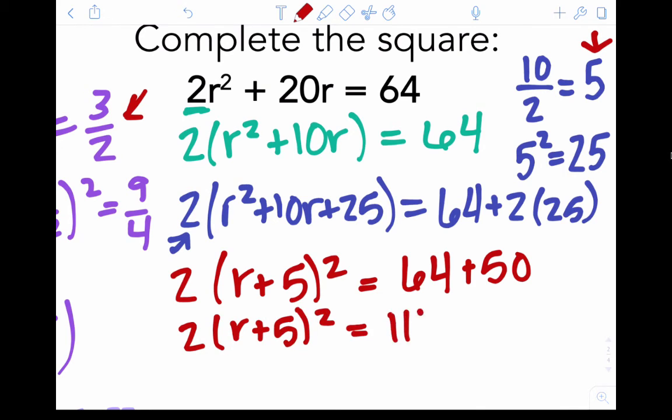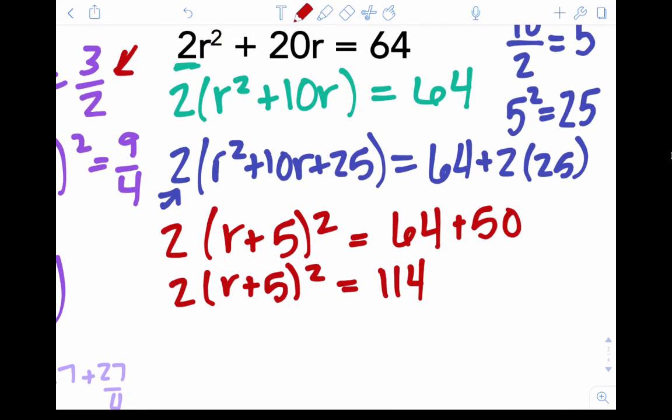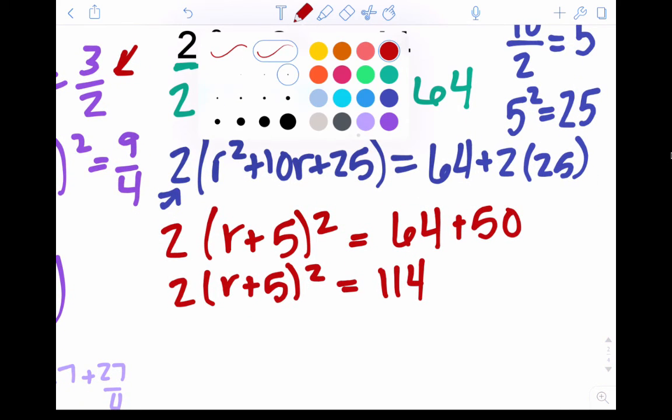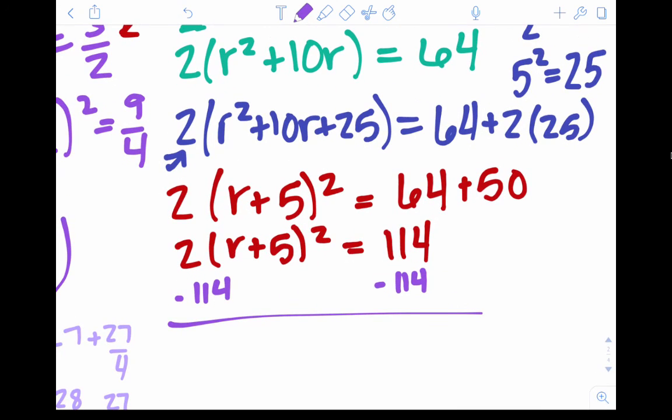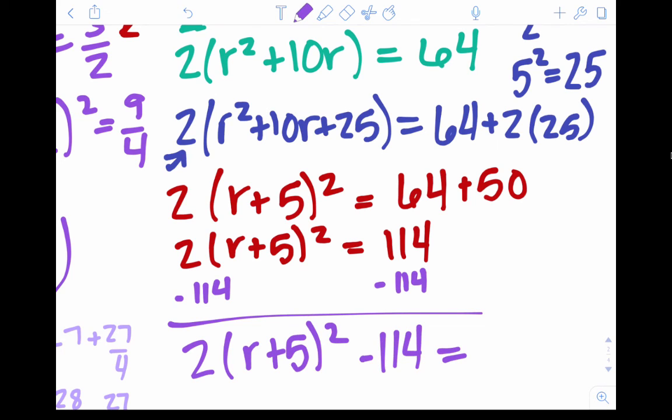to 114. And then I want to go ahead and move this over so that it is still in that correct form. So I'm going to subtract 114 from both sides. And I end up with 2 times the quantity r plus 5 squared minus 114. And since I don't have another variable, that's just going to be equal to 0.